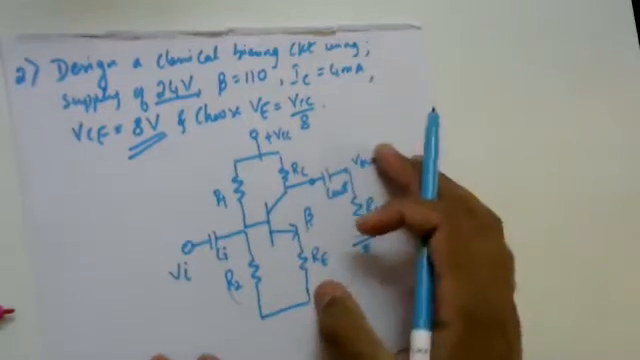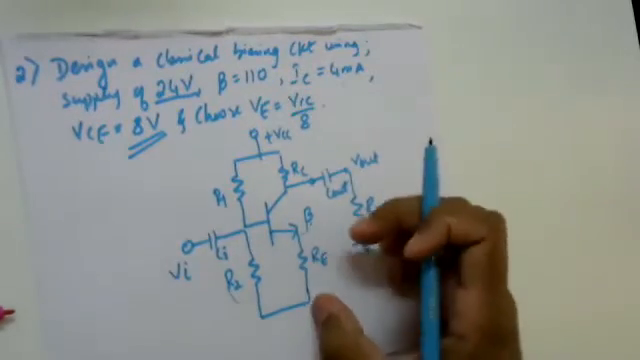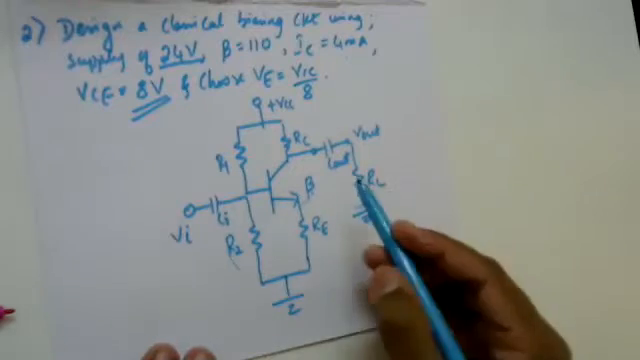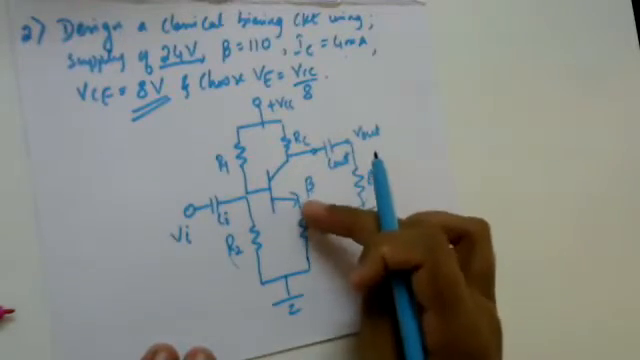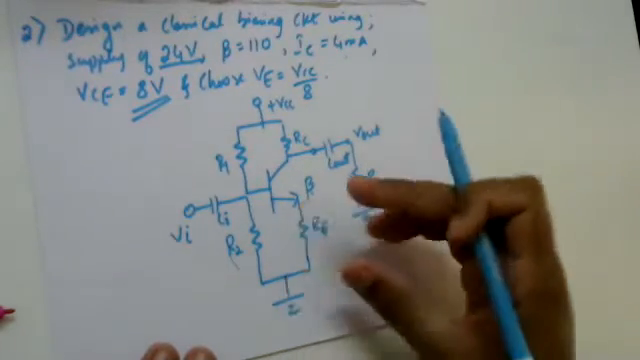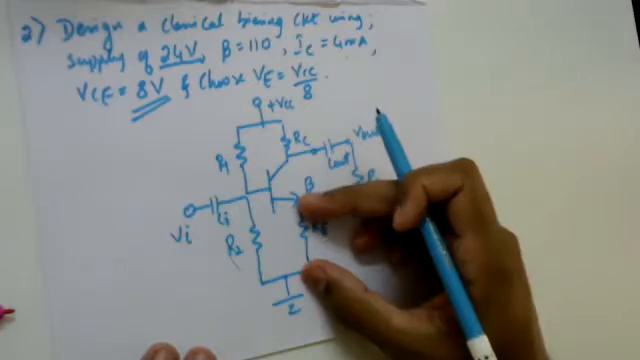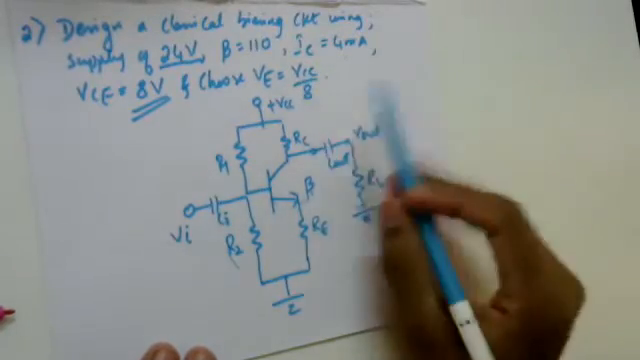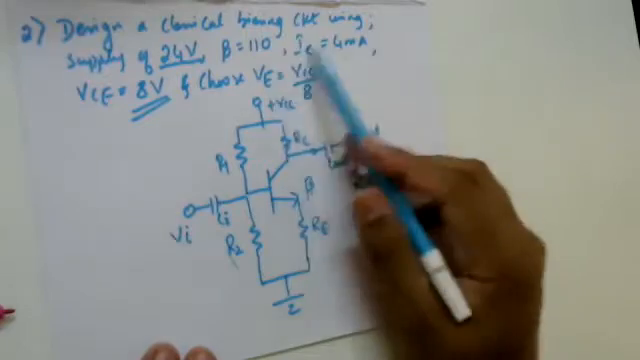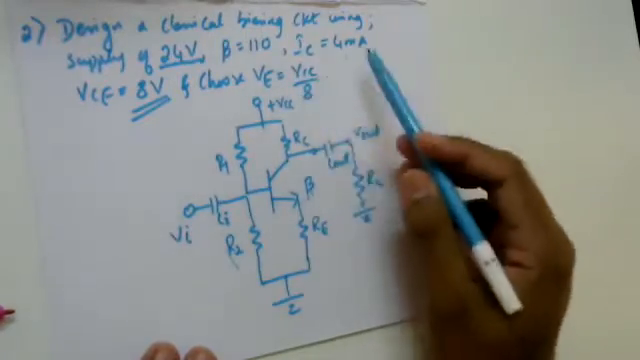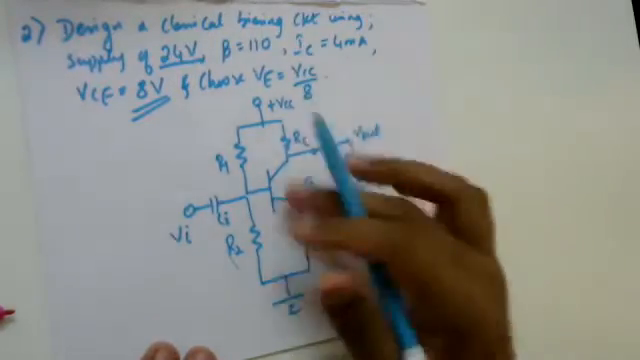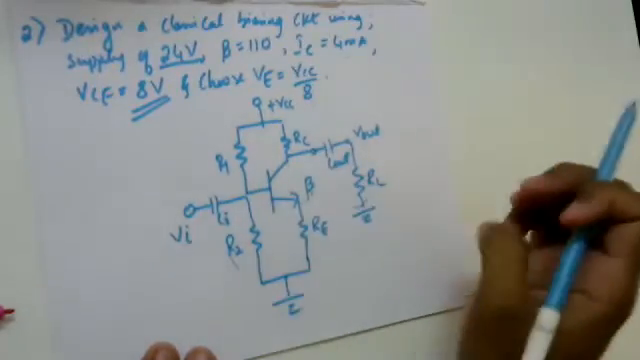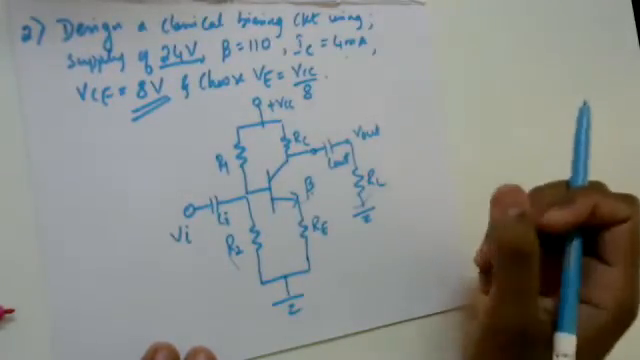Understood? And he's also saying the emitter voltage, the voltage across the emitter. Since this terminal will be ground, VE indicates the potential at the emitter with respect to ground. So emitter voltage should be equal to 1/8 of VCC. He has given that it is a condition to be satisfied during the process of getting the values for your circuit parameters.